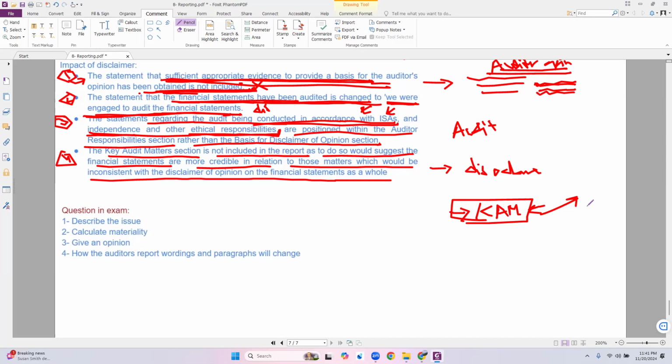Because in any case, you are giving a disclaimer of opinion. Within the CAM paragraph, you would state these are the difficulties we found, this is the reason because of which it is included within CAM, and these are the procedures we did. It is of no use anymore because you are disclaiming your opinion. So whatever work you did, it does not matter anymore. You are just disclaiming your opinion.